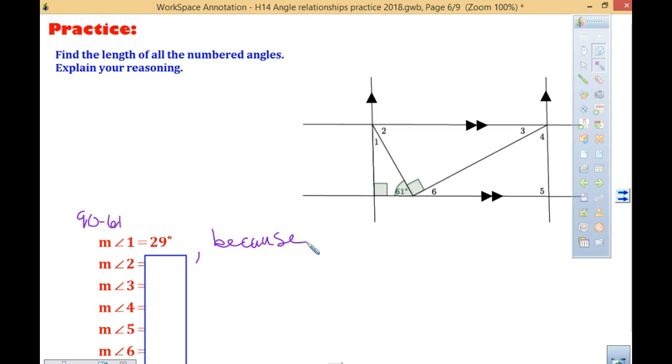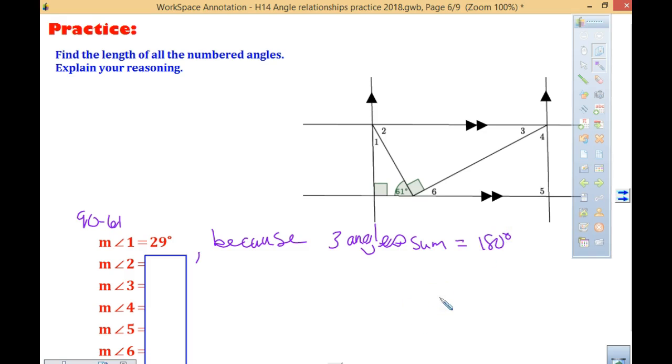all three angles in a triangle sum to 180. So please make sure you're writing down this definition part or the reason part. 3 angles sum to equal 180 degrees.